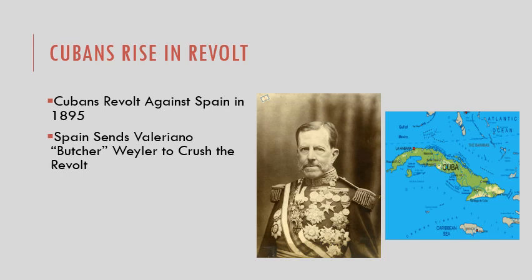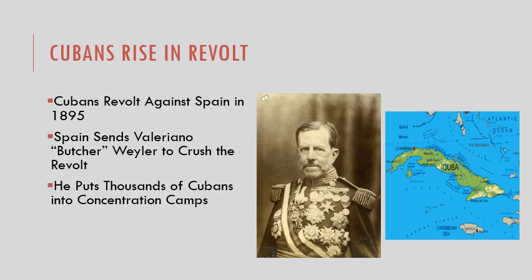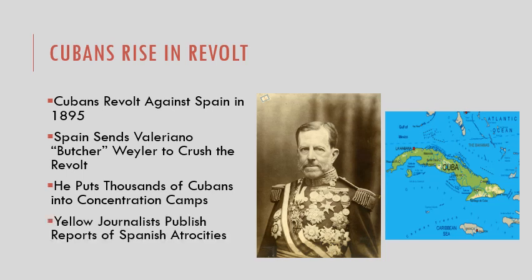Butcher, very menacing name from this guy. He also looks like someone you don't want to mess with. Look at all those medals on his uniform. He responds quickly and puts thousands of Cubans into concentration camps. They're not well fed. They're forced to do heavy labor. Thousands will perish, and the stories that come about from this get spread by people like Joseph Pulitzer and William Randolph Hearst, and of course yellow journalists.